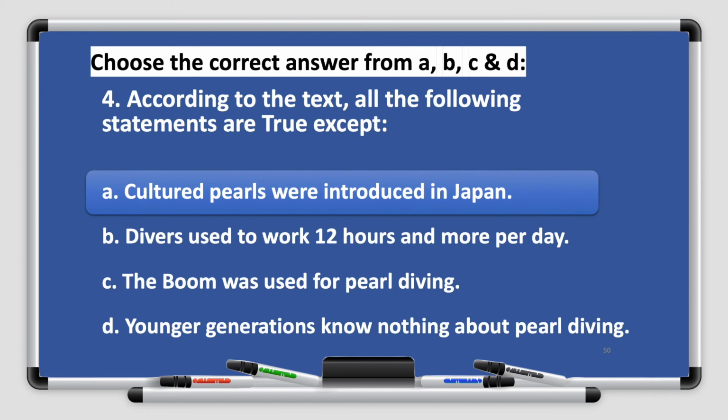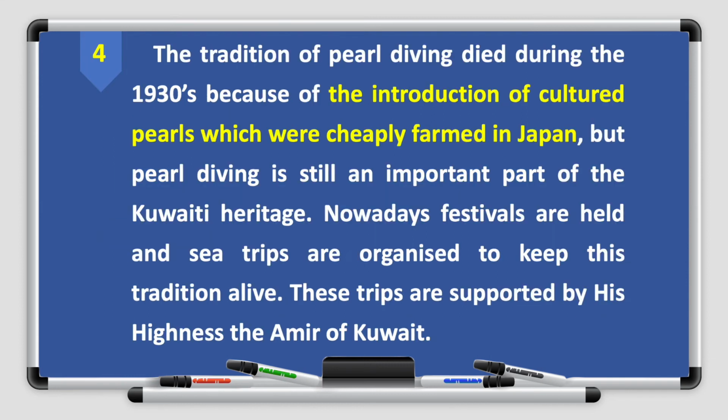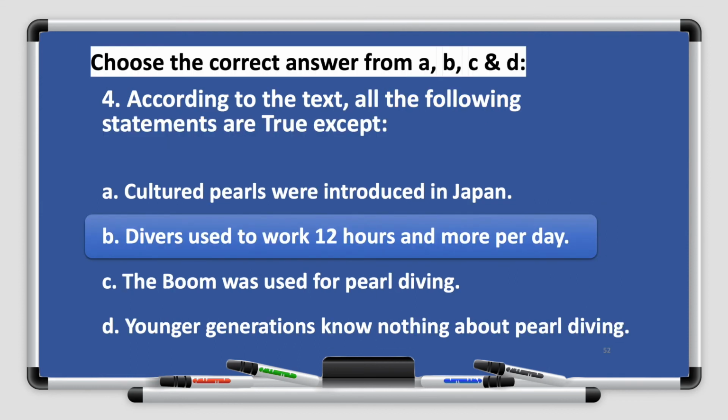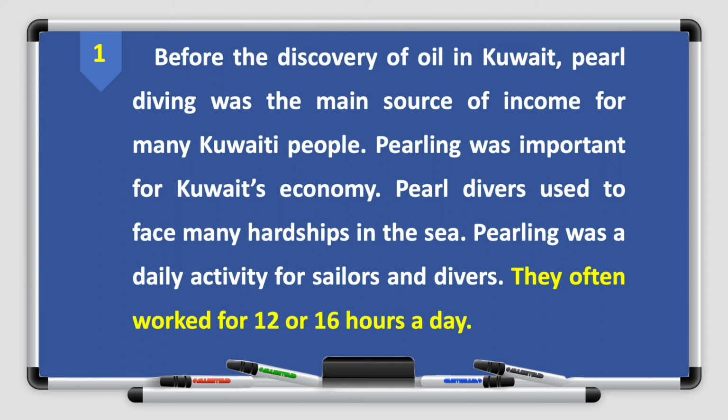A. Cultured pearls were introduced in Japan. If we go back to the paragraph, we find the introduction of cultured pearls which were cheaply found in Japan. So this is a correct statement. This is a true statement. It's not our correct answer. The second option, divers used to work 12 hours and more per day. And we find here that they often worked for 12 to 16 hours a day, which is also true, and it's not our correct answer.